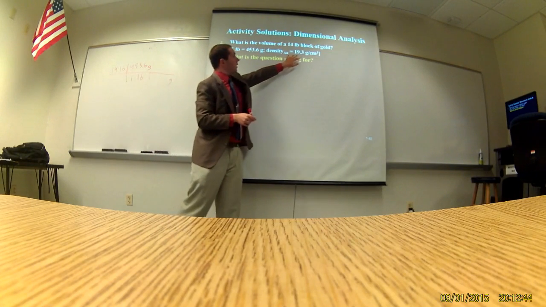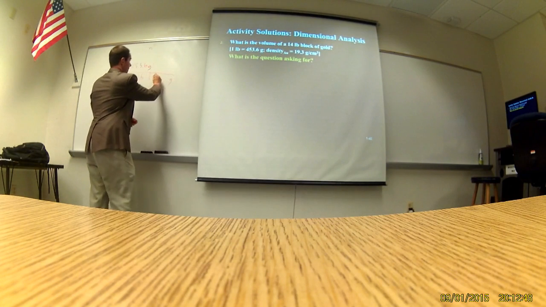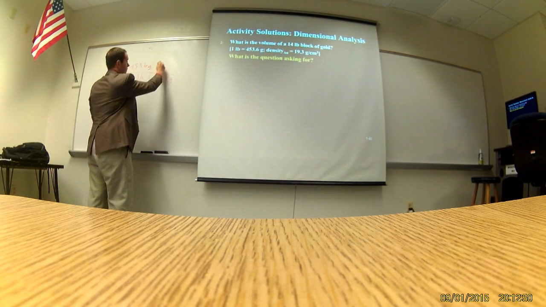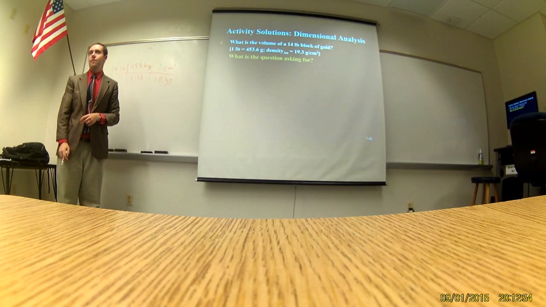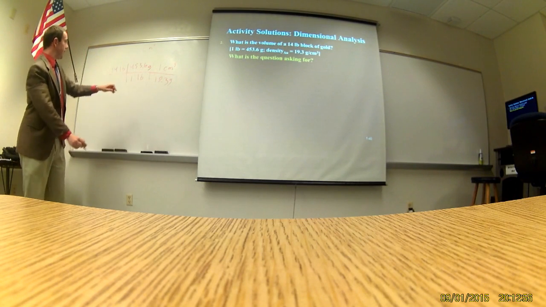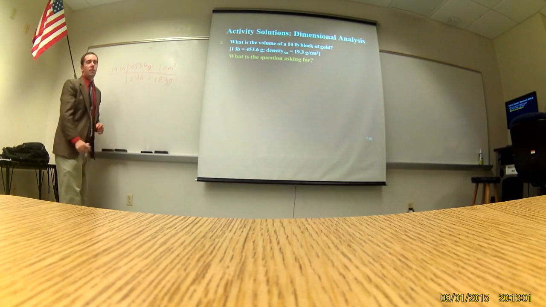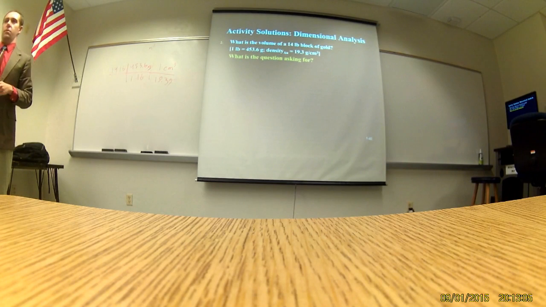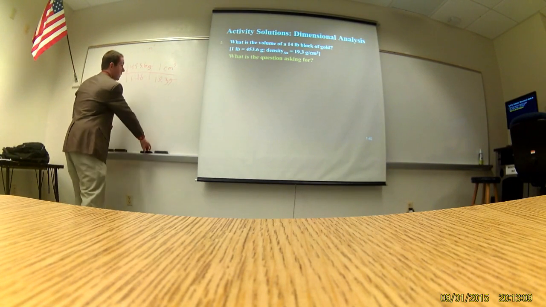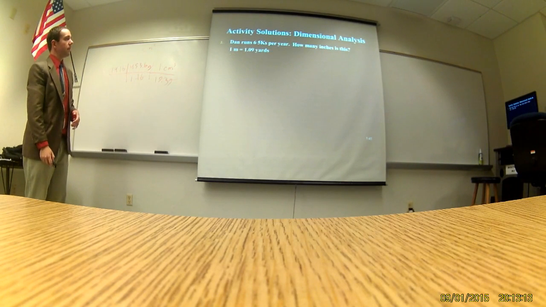So I took this and I made my own conversion factor. 19.3 grams is 1 cubic centimeter. And now we have everything set up. Pounds cancel, grams cancel. You have cubic centimeters in the top right corner. If you didn't follow that one, don't worry about it. That's the book way to do it.